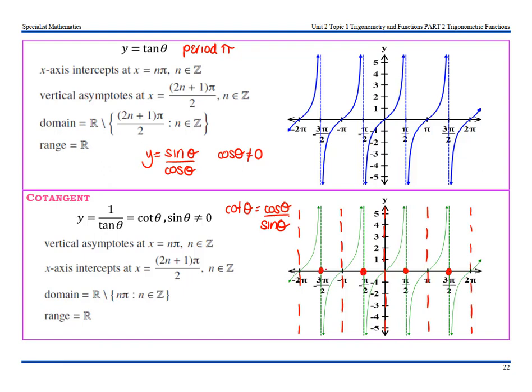And because it's a reciprocal graph, where we go from low to high, we're now going to go from high to low. Here we go from high to low, so we're going to go low to high. So you can see why it's a reflection of what it was originally. Okay, so that is y equals cot theta.